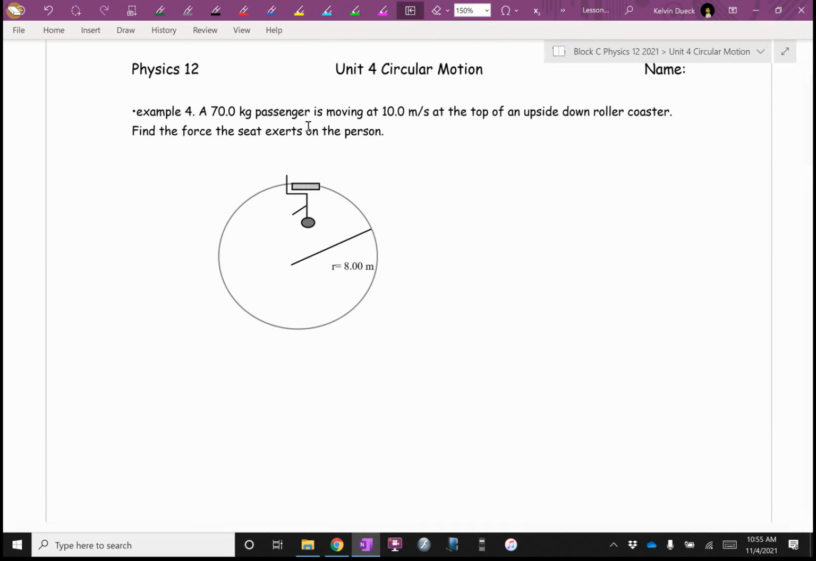Alicia, what's example 4 asking me to find? What's it really asking me to find? Which force is the force the seat exerts on the person? I've never had F seat show up in a free body diagram. Which force are we talking about here? Normal force. Okay? Any thoughts on how I might want to start out? I think definitely a free body diagram.